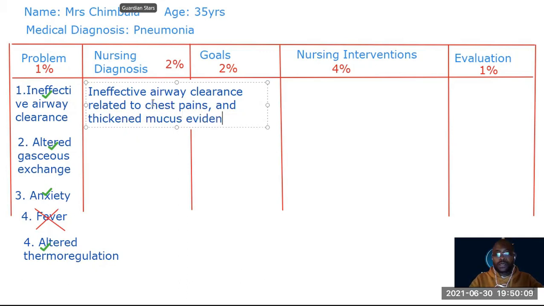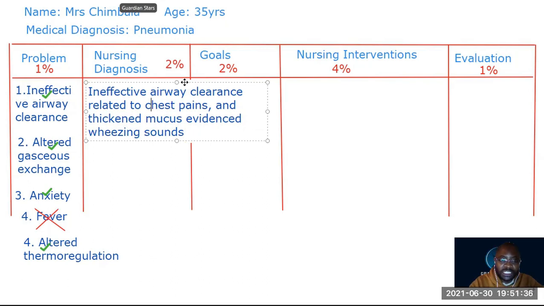Evidenced by, because it's an actual problem, you have to write the evidence as well. So what's our evidence here? What can we see that is telling us that this patient has got ineffective airway clearance? Evidenced by wheezing sounds. That may tell us that there is some blockage in the airways.